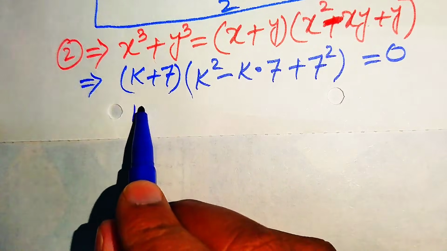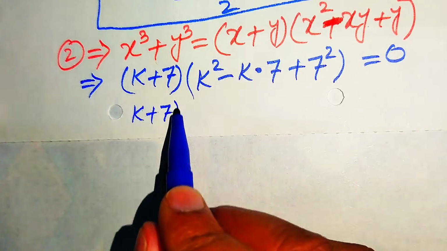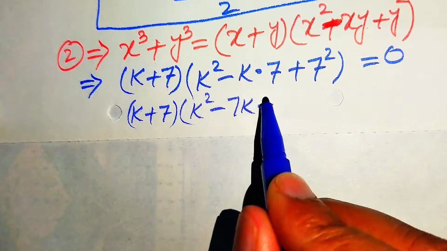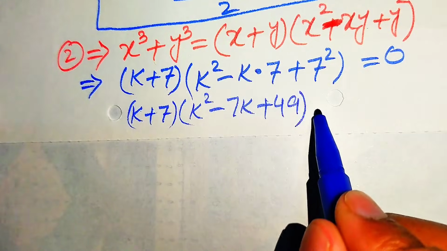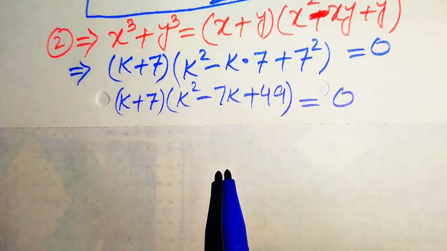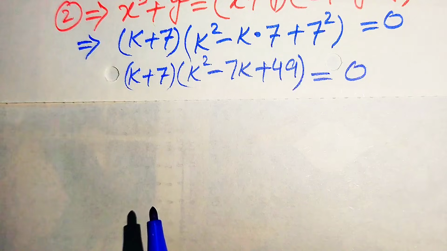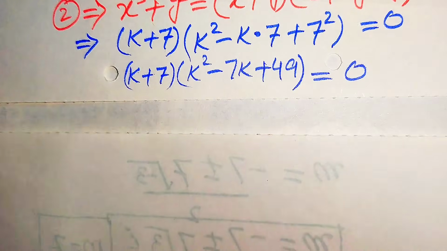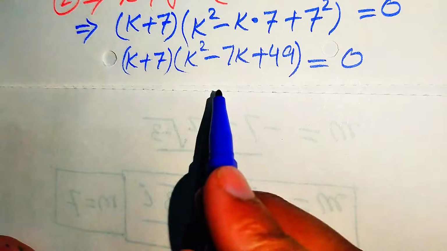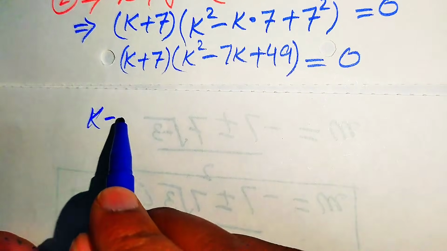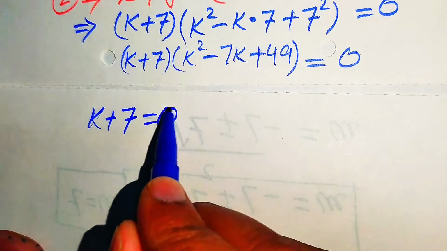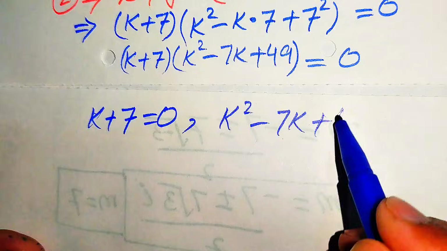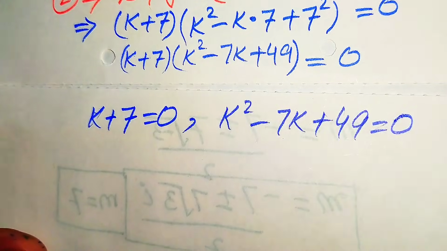And now in the next step we need more simplifications, and it becomes k plus 7 times k square minus 7k plus 49, and this whole equation is equal to 0. Now we divide this into two cases. The first case is we write k plus 7 equals to 0, and the second case is we write k square minus 7k plus 49 is equal to 0.